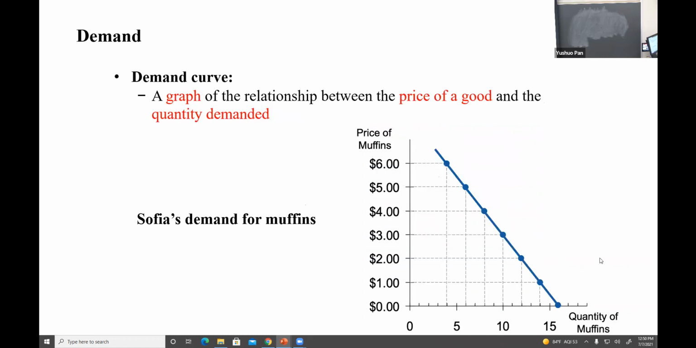After that, you will have these different points. And again, use a line to go through all the points, and you will get a graph. That graph is called the demand curve. A demand curve is a graph of the relationship between the price of a good and the quantity demanded. I marked these two because they are the pair of words. For demand, the relationship between price and quantity will always be negative. The higher the price, the lower the quantity demanded.